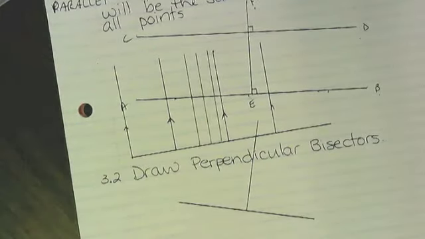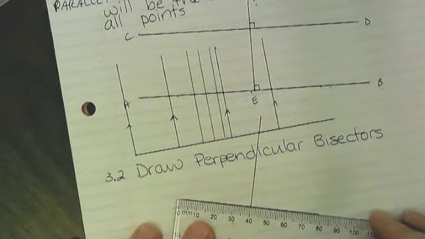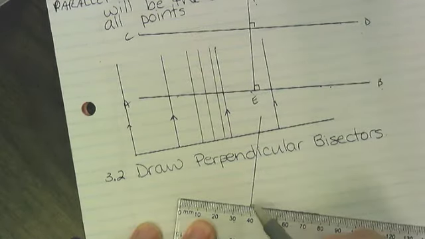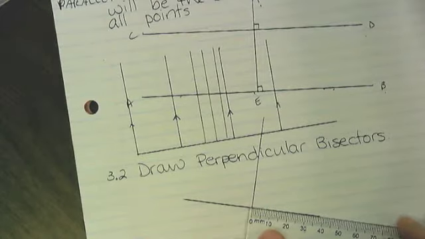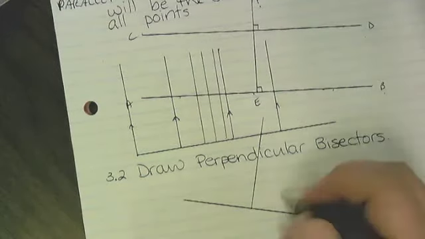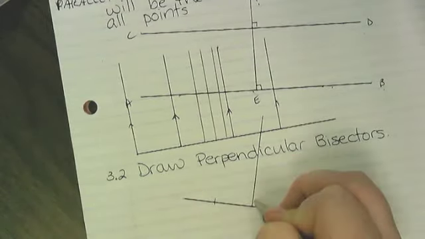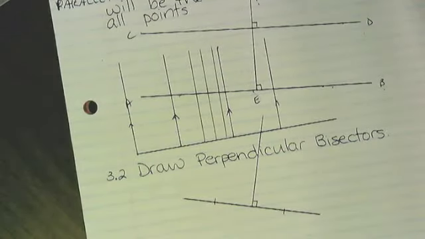This line, if I measure it, is 39 millimeters. This line, if I measure it, is also 39 millimeters. Those two lines are the same length, and that is a right angle, so that is a perpendicular bisector.